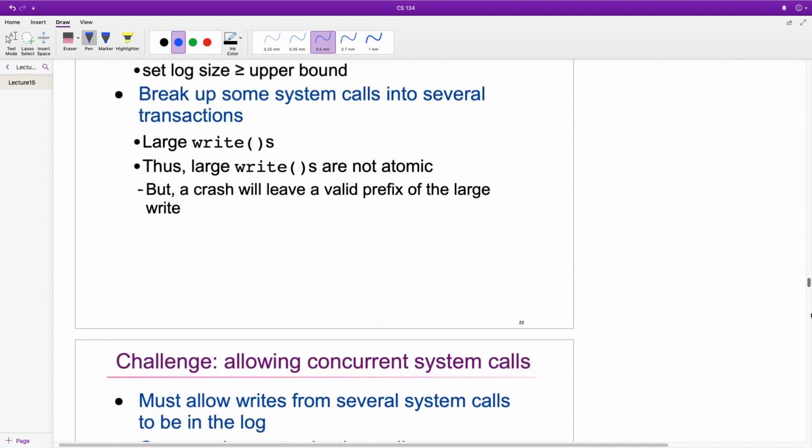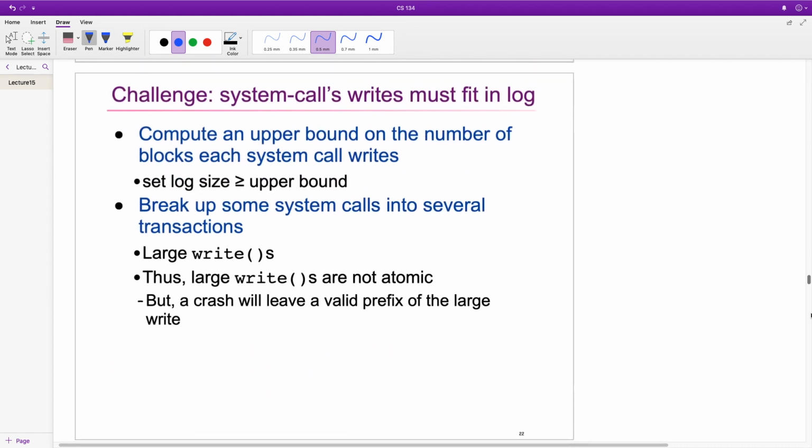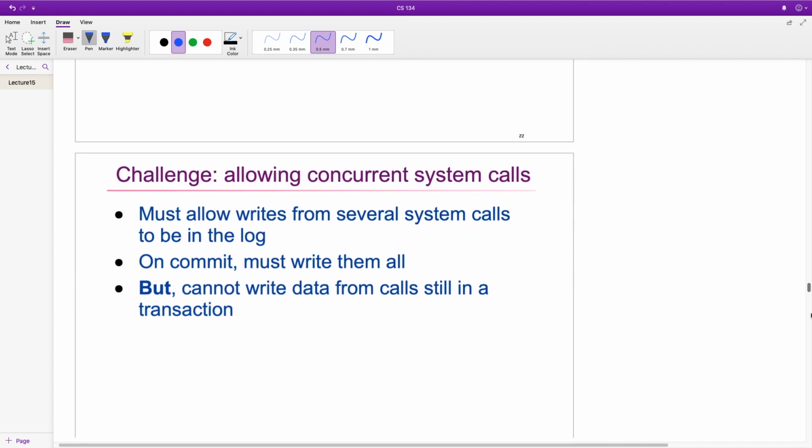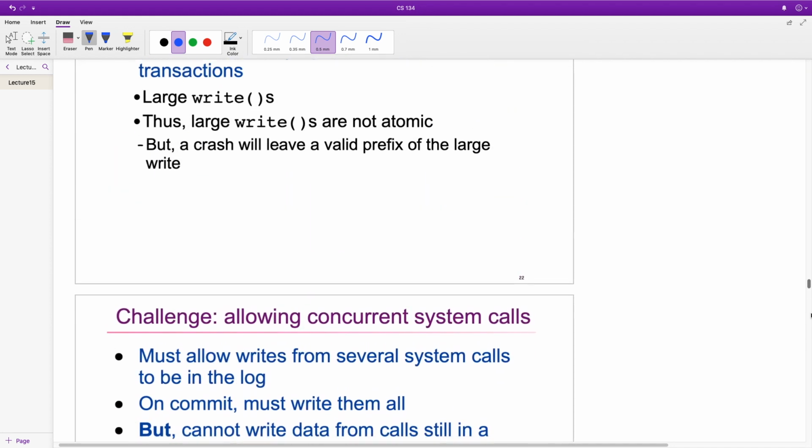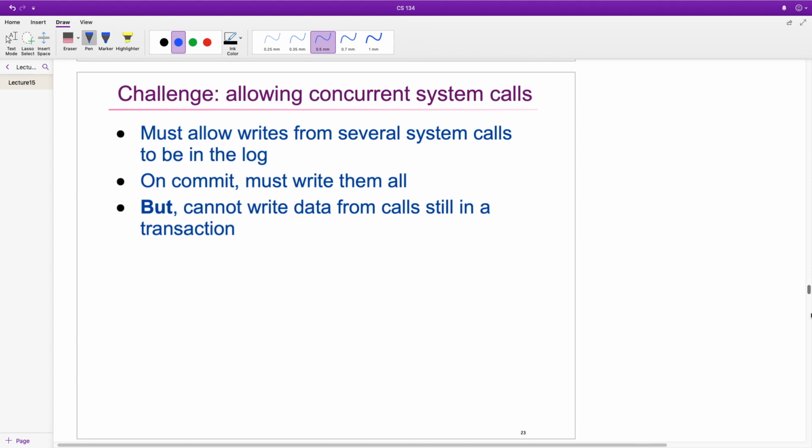How do we parallelize this log? Like, what if we have multiple transactions that want to write to the same block? So let's look at that. Let's say we had concurrent system calls. What would happen? Okay, here's one possibility we could do.